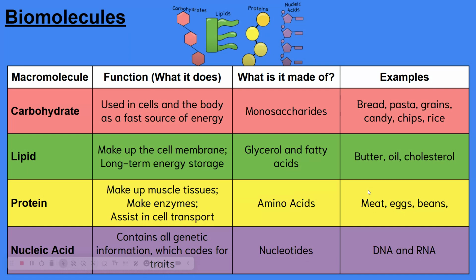Last but not least, we have nucleic acids. Nucleic acids contain all genetic information which codes for traits. These are made up of nucleotides, and examples of nucleic acids include DNA and RNA. Now, DNA and RNA are not food sources, but if you ate a fruit or vegetable, then you are eating DNA from whichever fruit or vegetable you ate. However, your body just digests it and you don't get actual energy from it.